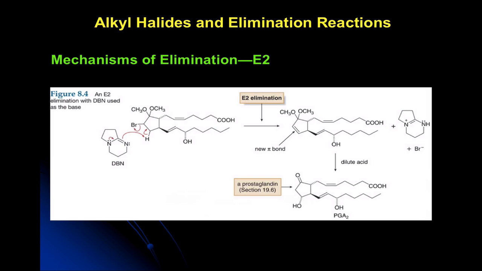Okay? Let me give you an example of an E2 elimination that has been useful. E.J. Corey, I believe, did this reaction many, many years ago. He's a Nobel Prize winner in organic chemistry back in the 90s. He used DBN to react with this alkyl halide to put this double bond right where he wanted it. And then he took this and converted it into what's known as a prostaglandin.